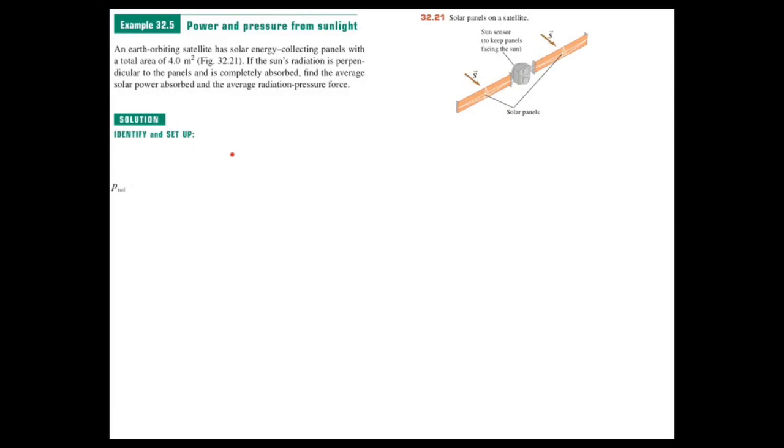So we're going to use the fact that intensity is power divided by area and that the radiation pressure of the sun is 4.7 times 10 to the minus 6 pascals at the distance the Earth is from the sun.